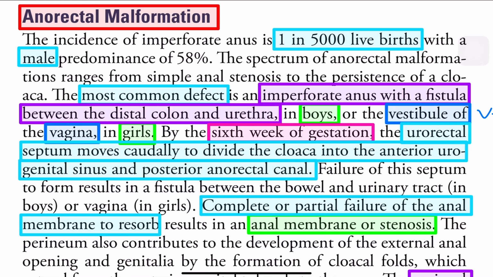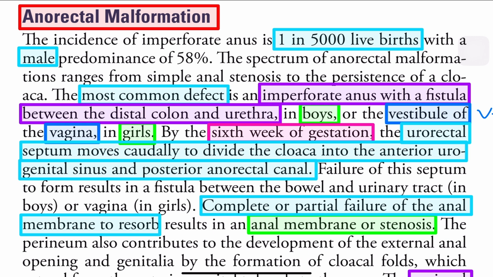Anorectal malformation in bit details from Sabiston, Bailey and Schwartz. So first we'll cover up the Sabiston. Okay, very important topic. So anorectal malformation occurs in 1 in 5,000 live births. Most commonly, predominantly affects the male.